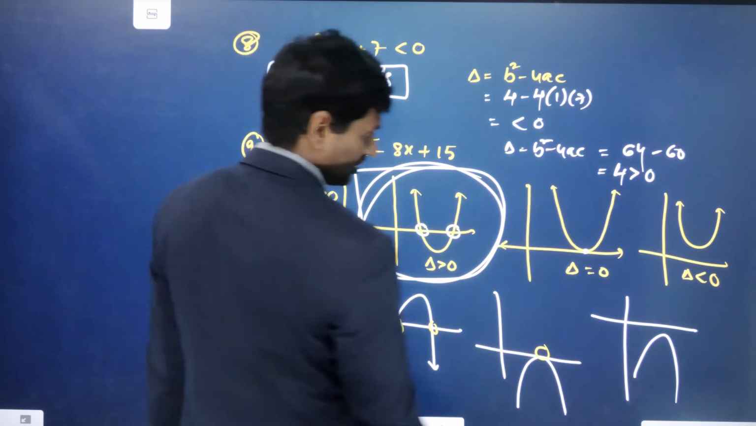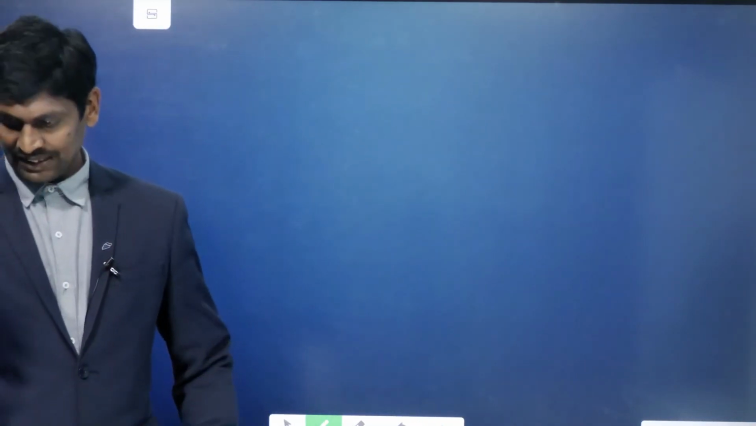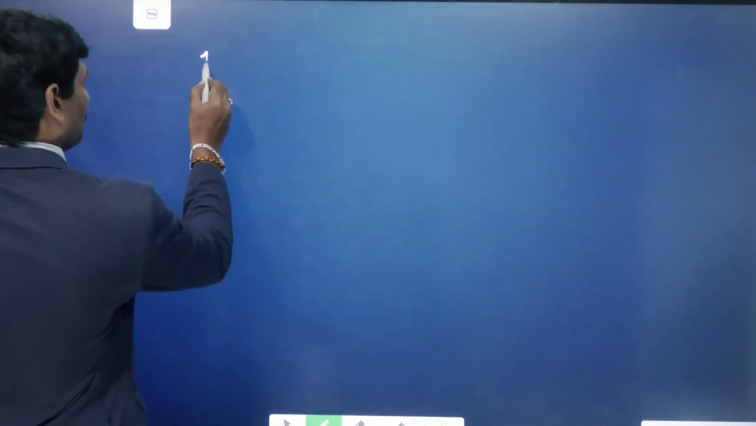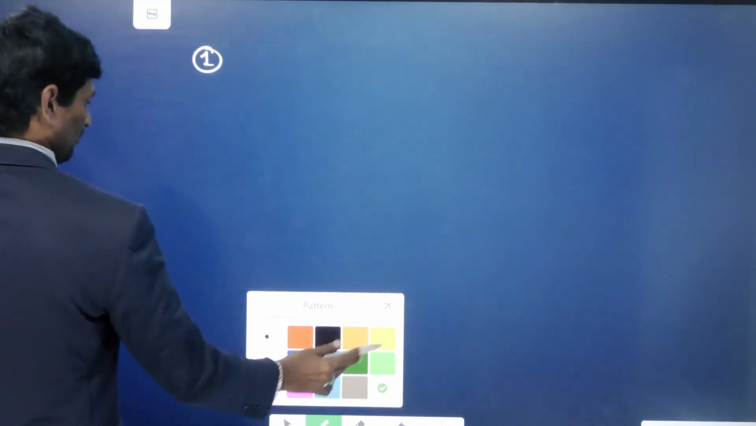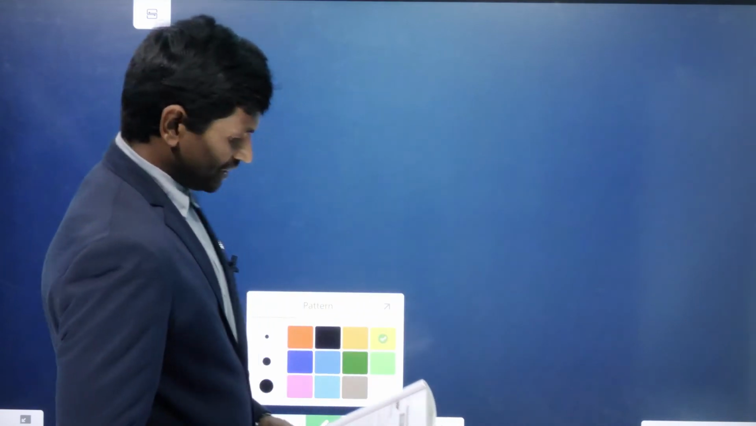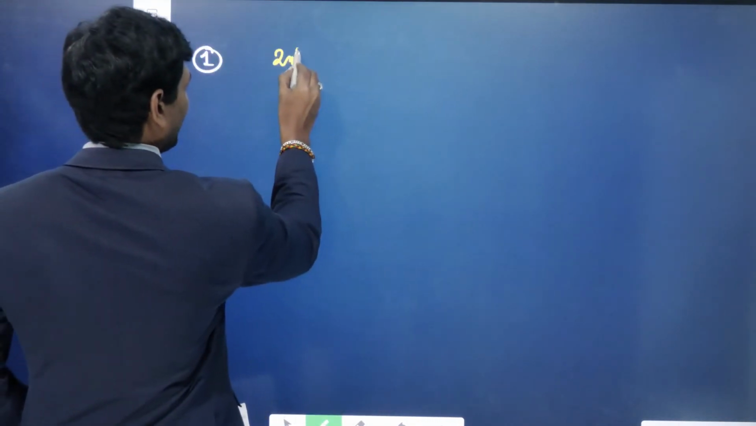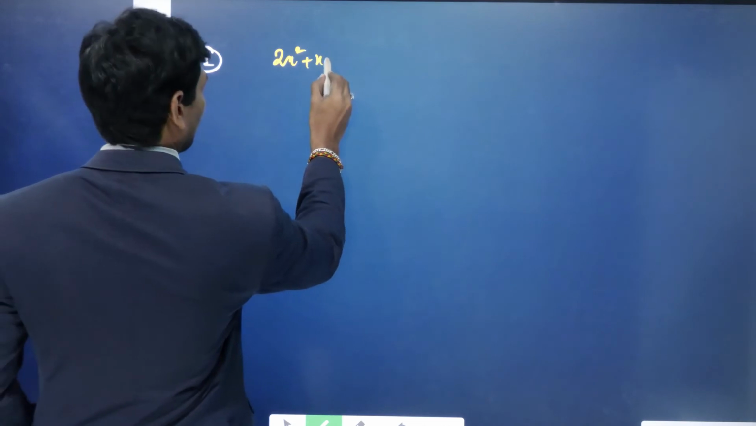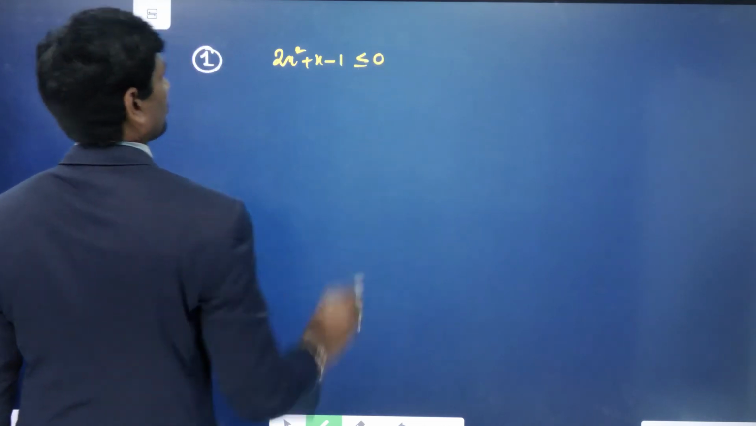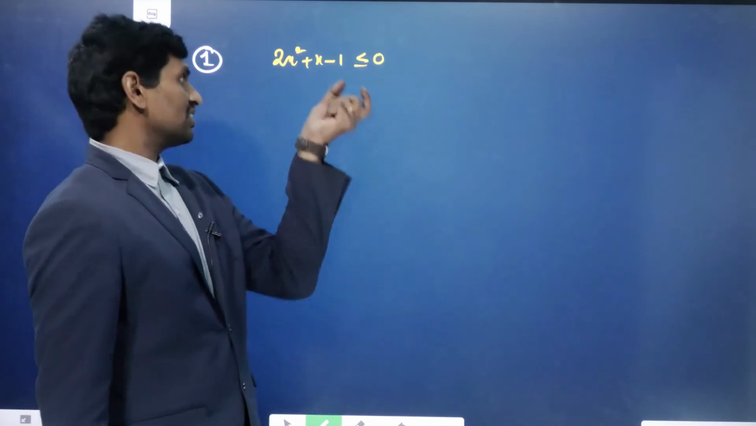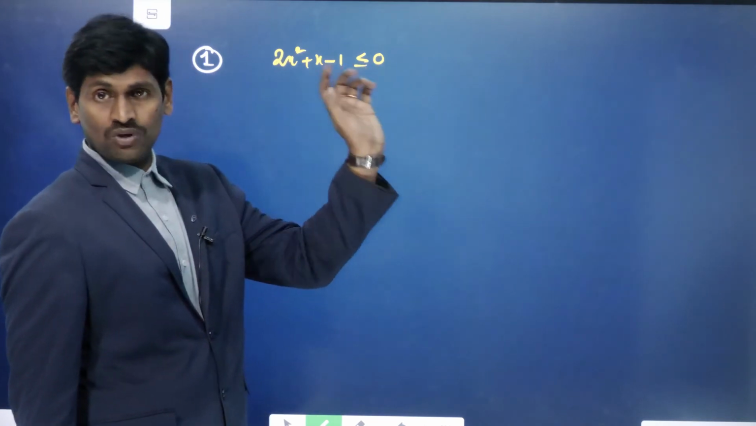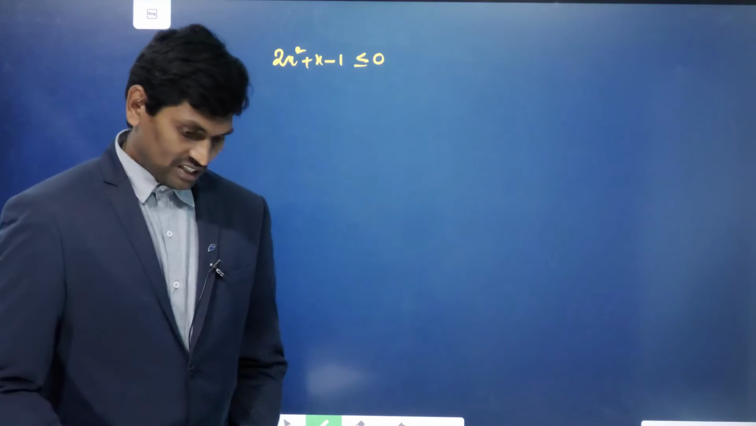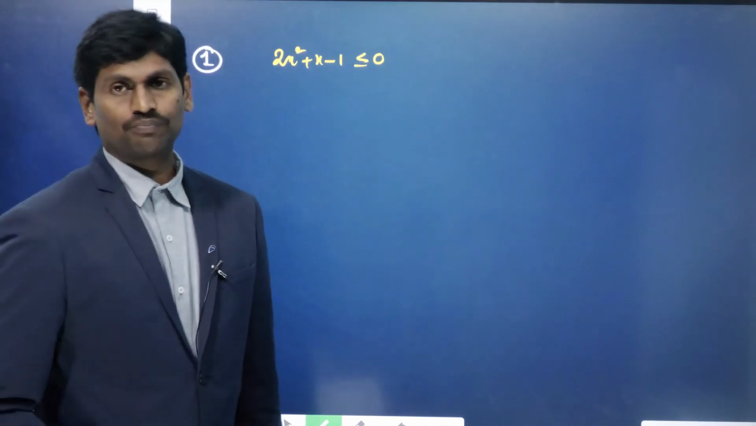Let us go to the next question, children. Yeah. So I think practice sheet is completed. Now we are in exercise 1, first problem. See, the quadratic expression 2x square plus x minus 1 less than or equals to 0. That equation less than 0 or equals to 0. Then x value belongs to.